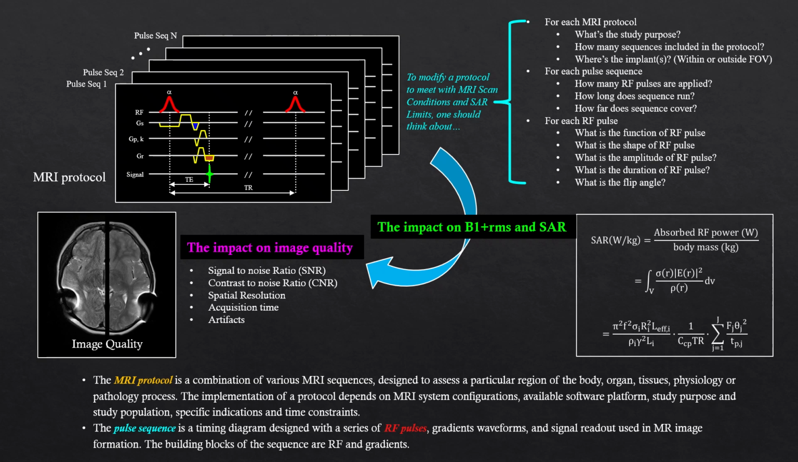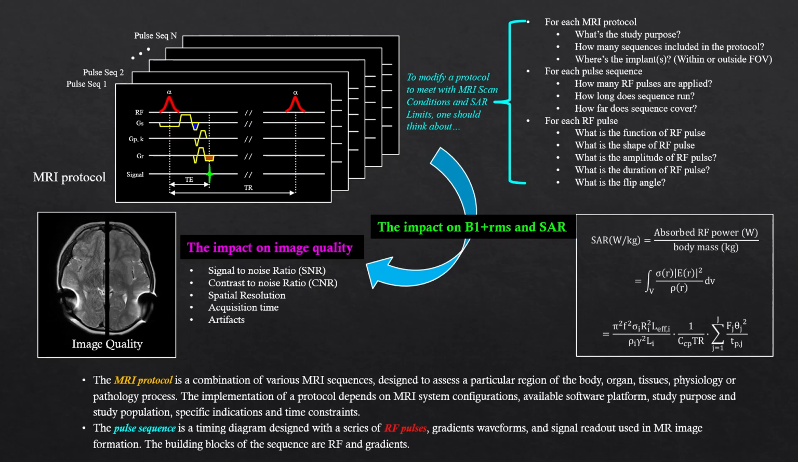Next, for each individual pulse sequence, a deeper layer of analysis is required. We need to consider how many RF pulses are being applied throughout the sequence, how long the sequence runs in total, and how much anatomical coverage it includes. Longer scan durations, larger coverage, and higher RF pulse density all contribute to increased SAR, so these parameters directly influence optimization decisions.